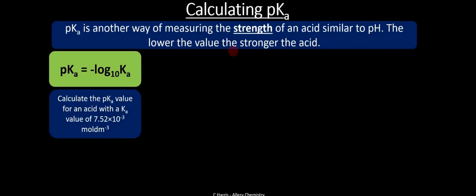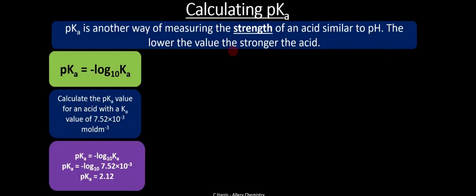So pKa is again equal to negative log10 Ka. So these are negative powers of 10. pKa values are negative powers of 10, which will give us Ka values. So for example, calculate the pKa value for an acid with a Ka value of 7.52 times 10 to the power negative 3. So pKa is equal to negative log base 10 of Ka. You substitute your 7.52 times 10 to the power negative 3 here to get a pKa of 2.12.